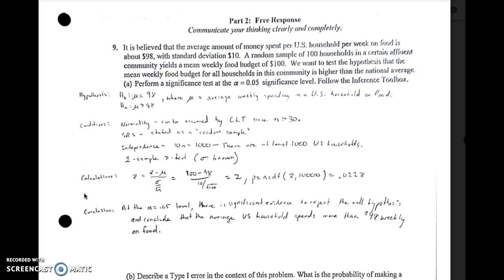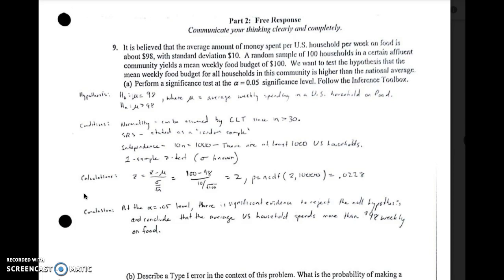Question 9 says, it is believed that the average amount of money spent per U.S. household per week on food is about $98 with a standard deviation of $10. A random sample of 100 households in a certain affluent community yields a mean weekly food budget of $100. We want to test the hypothesis that the mean weekly food budget for all households in this community is higher than the national average. Perform a significance test at the alpha equals 0.05 significance level following the inference toolbox.